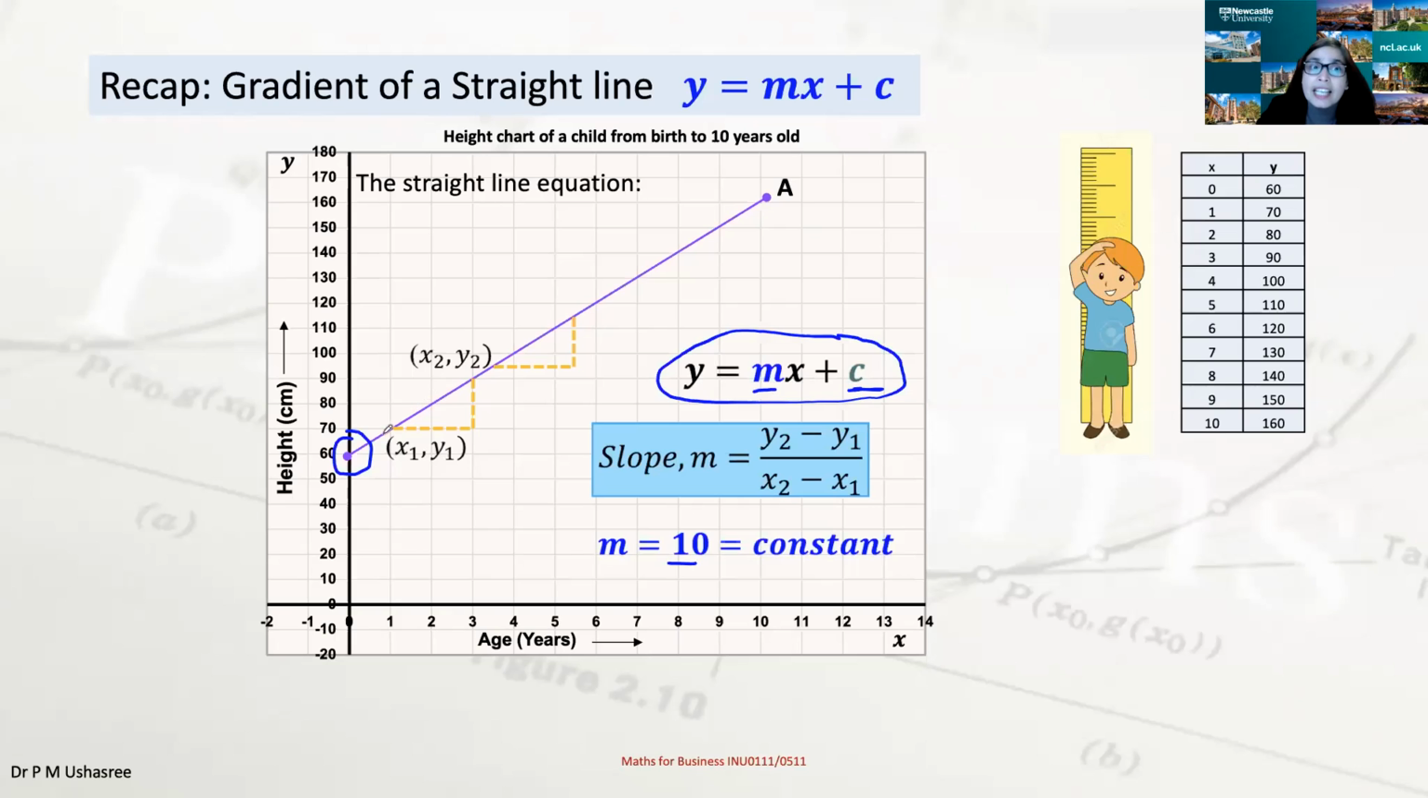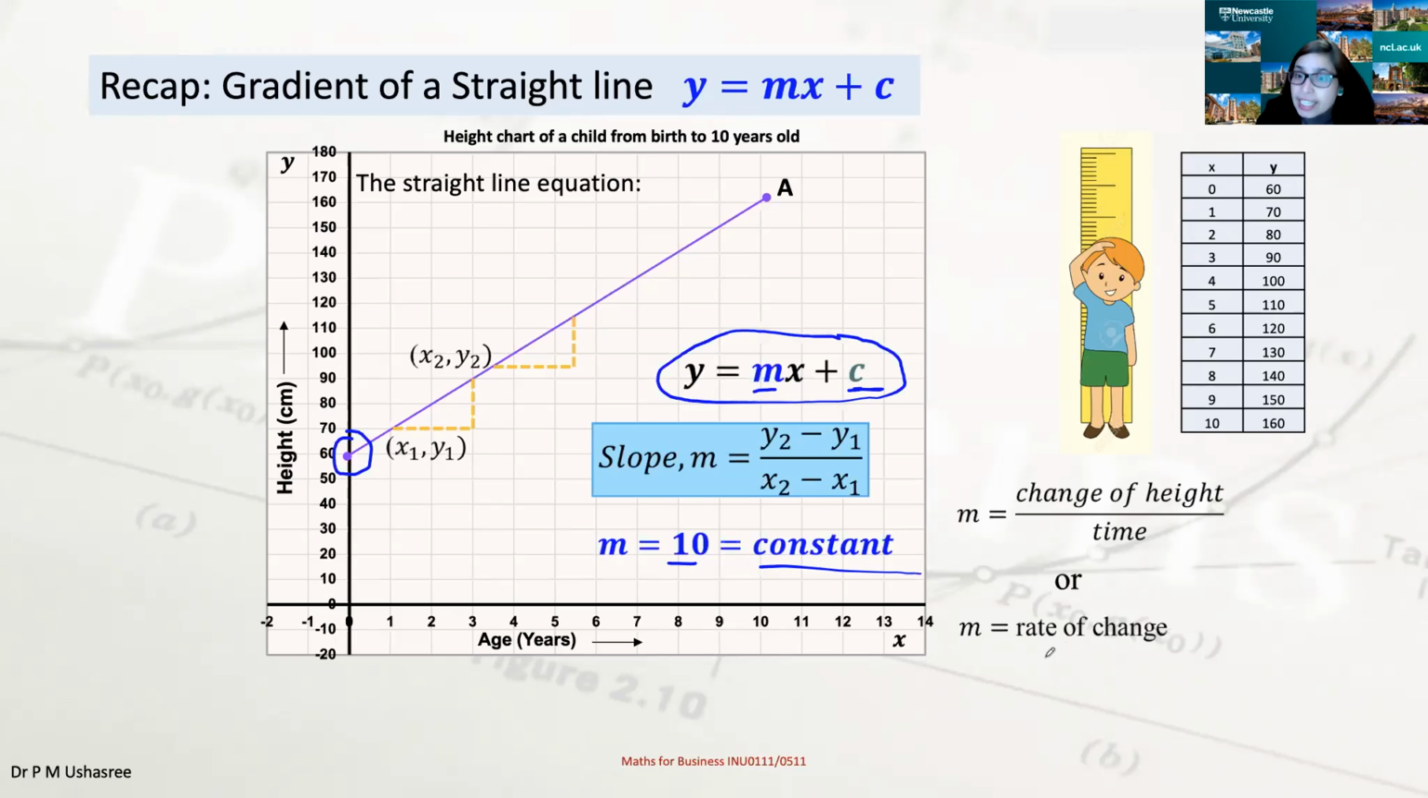That is, the gradient or the slope is constant all through the line, yeah? At every point on the line, the gradient is constant. It does not vary. It does not change. So that's what we have seen for a straight line. And we know how to interpret the gradient, yeah? The gradient is nothing but, in this example, change of height over time.